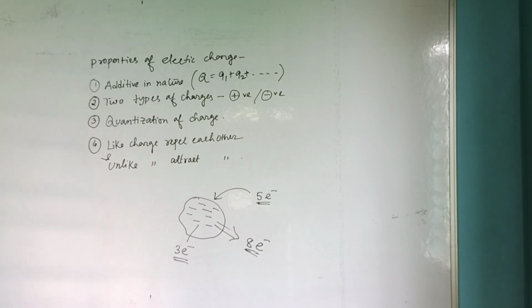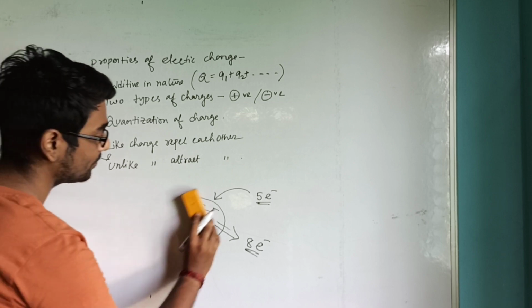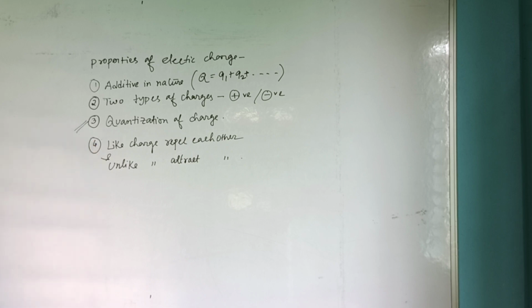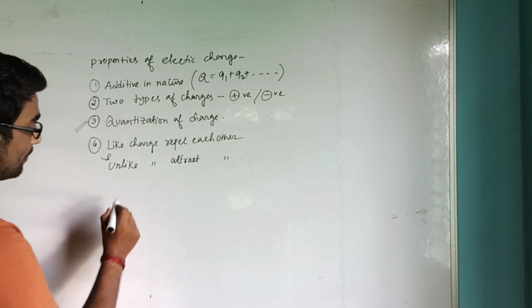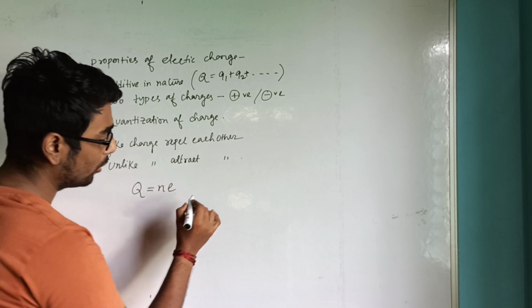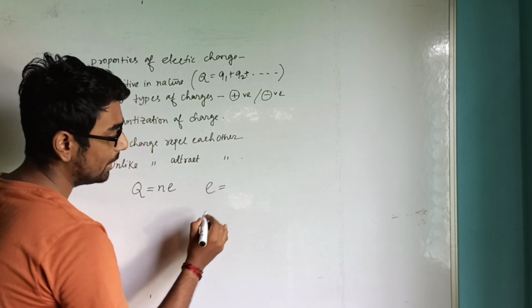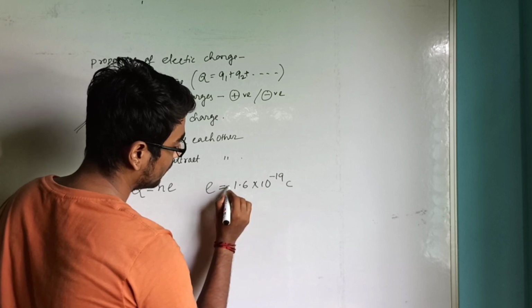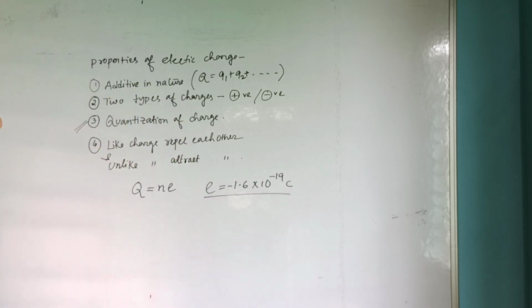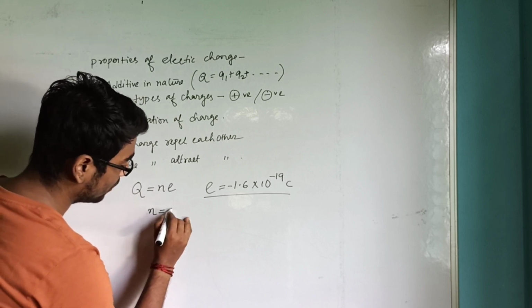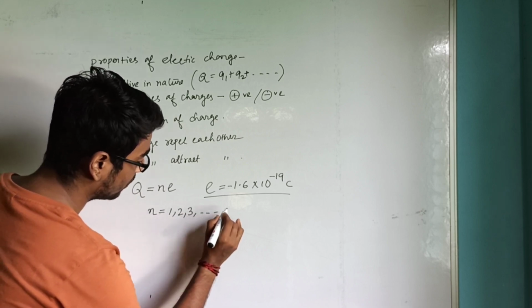The second point is two types of charge. We already have discussed it. The third point is quantization of charge. This is a very important and crucial point. Quantization of charge means Q equals n e. We already know that the charge of an electron is 1.6 into 10 to the power minus 19 coulomb. Here there is a minus sign. So n is just an integer, n equals 1, 2, 3, like that.